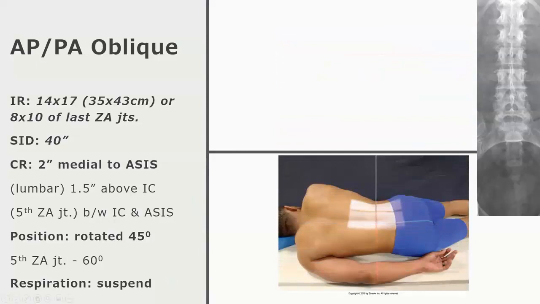Here it is in a PA. Position of the patient would be an LAO. In this situation, we're 1.5 inches above the crest again, and we're going to go 2 inches medial to the lateral border of the patient. Collimate side to side and top to bottom.